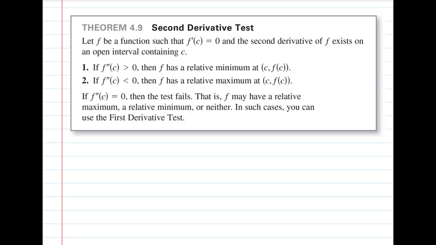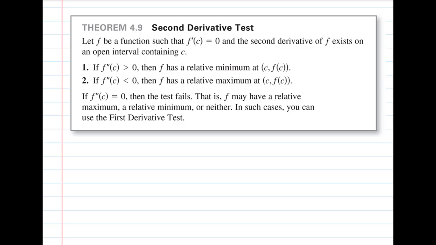All right, guys, so we finally get to our second derivative test, which is presented as a theorem here. Given a function such that the derivative of f at c is equal to 0, and the second derivative of f exists on an open interval containing c. If the second derivative evaluated at this c is greater than 0, then f has a relative minimum at that point c comma f of c. If the second derivative at c is less than 0, then f has a relative maximum at that point.